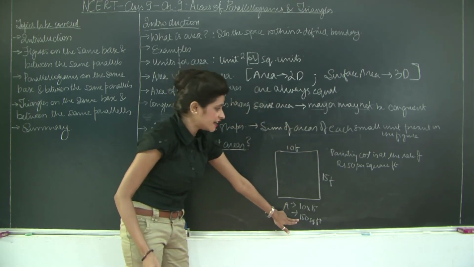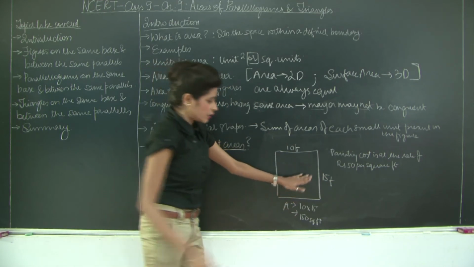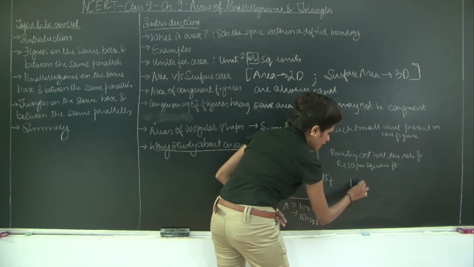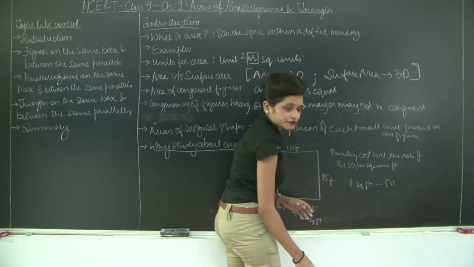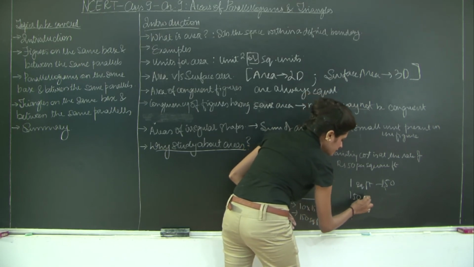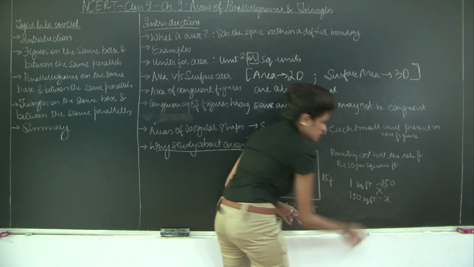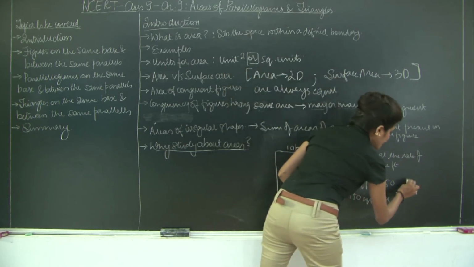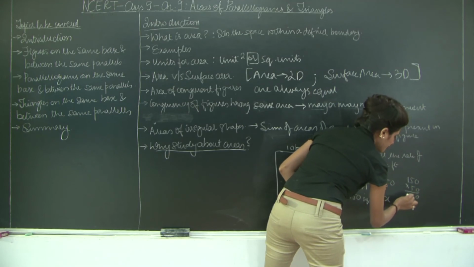Once you have the entire area, you can calculate the cost of painting this entire wall, which would be how much? 1 square feet is costing you rupees 50. So 150 square feet is going to cost you, let's say, X. So you cross multiply and what do you get? 150 into 50, which is 0, 5 zeros are 0, 5 5s are 25, 7,500.